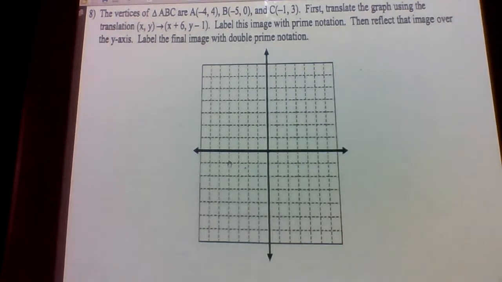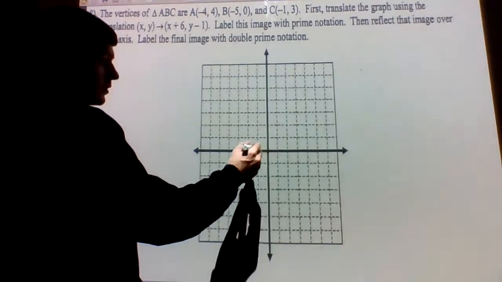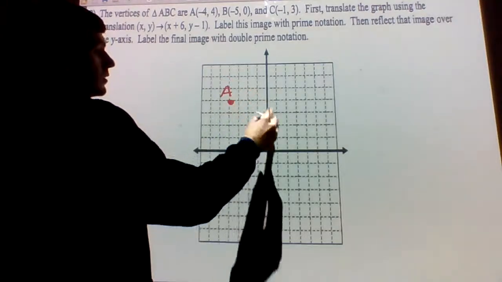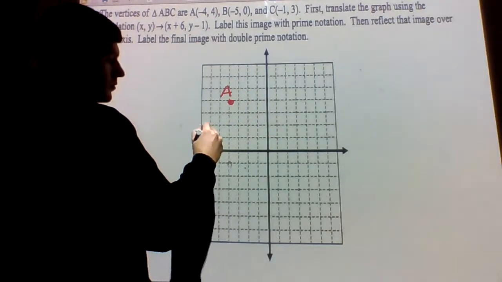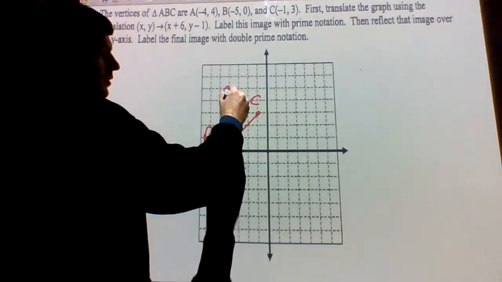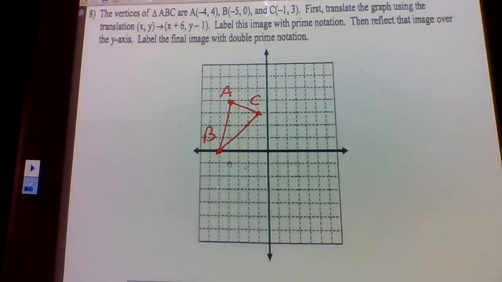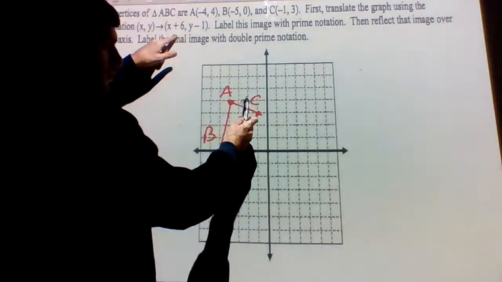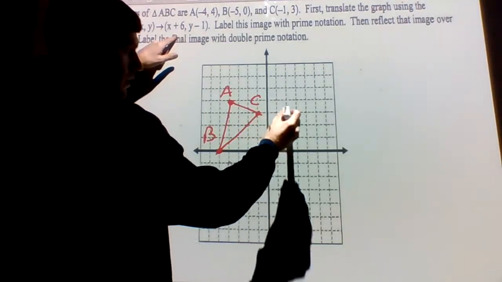Okay. Vertices of triangle ABC are A, negative 4, 4, negative 5, 0, and negative 1, 3. Okay, we want to translate it using the equation here. So we want to move all these 6 to the right and 1 down. So 1, 2, 3, 4, 5, 6, and 1 down.